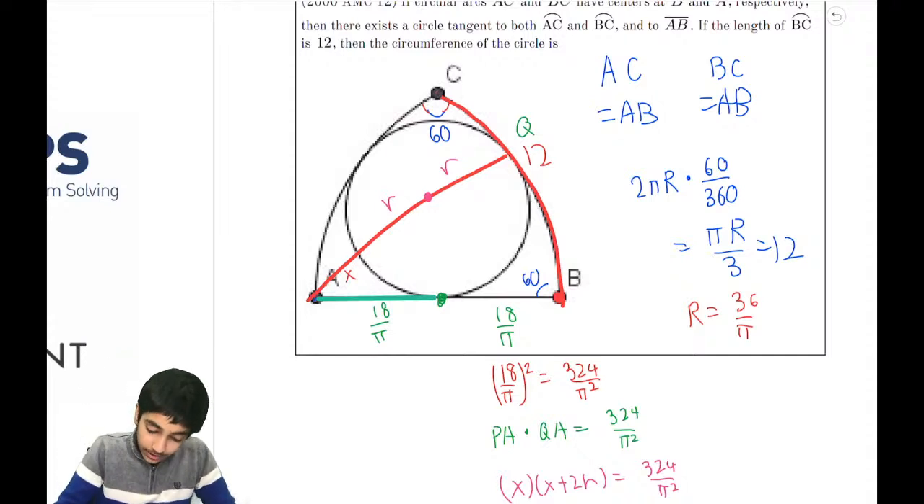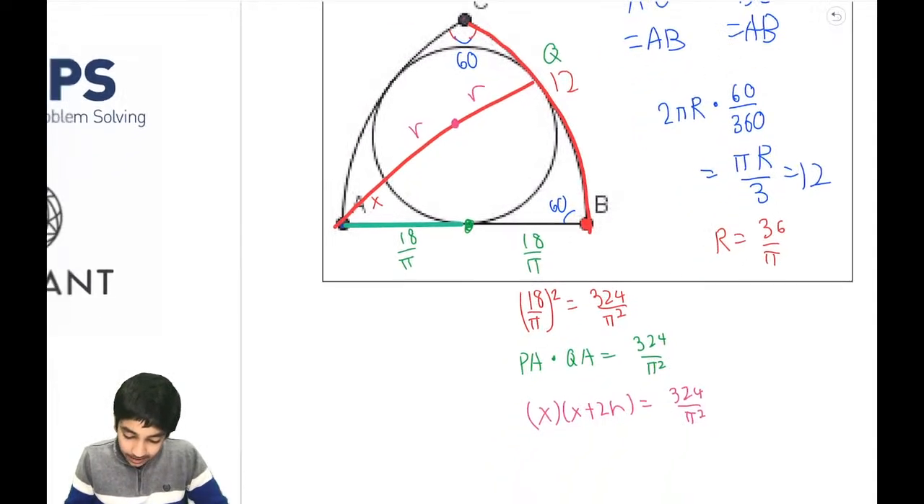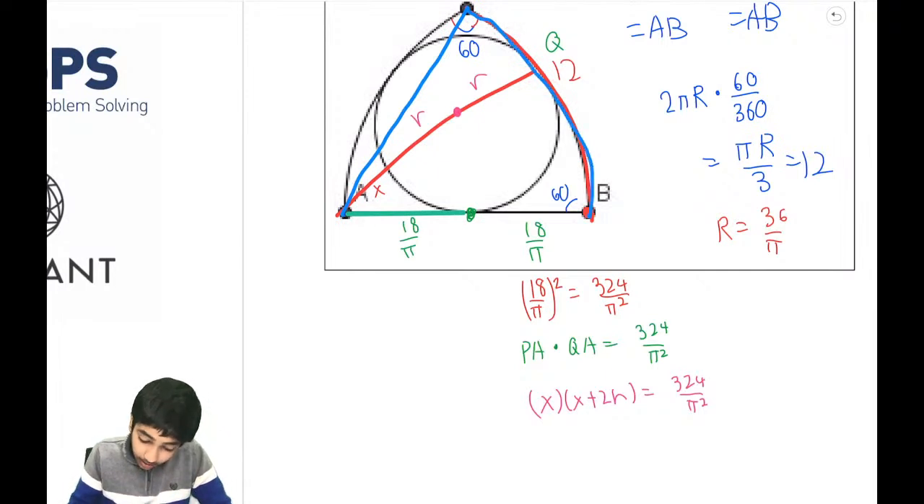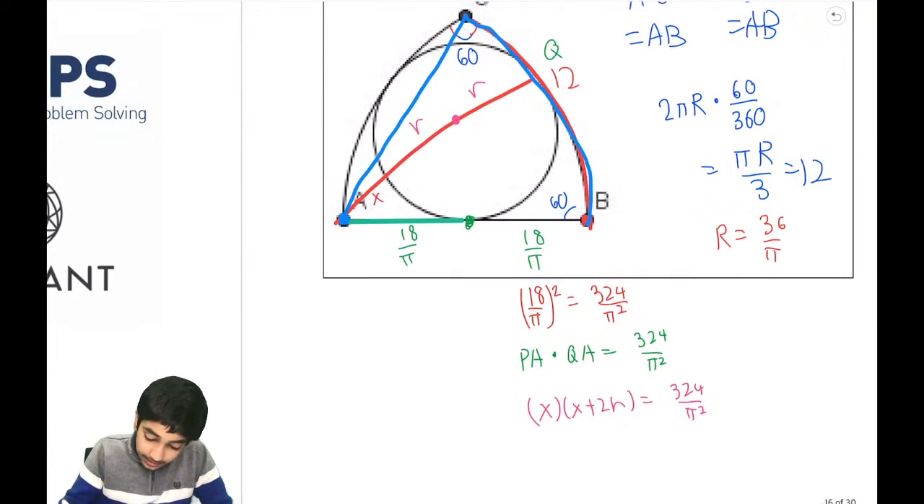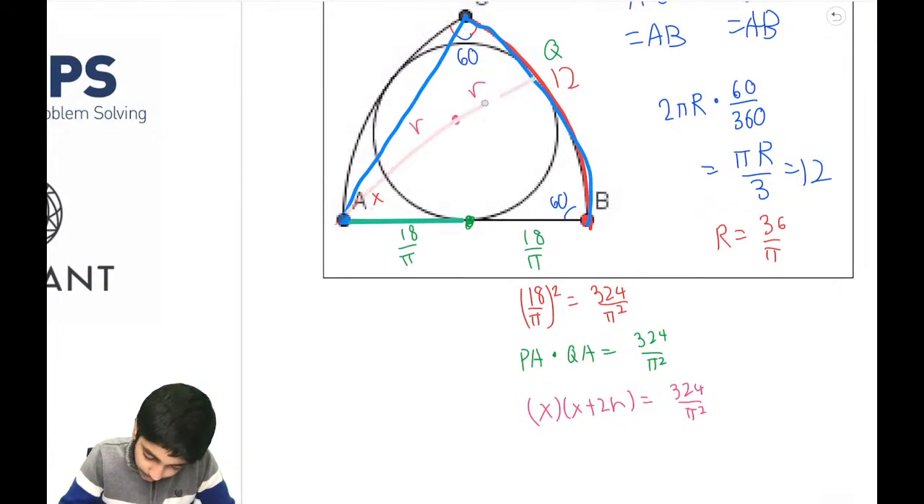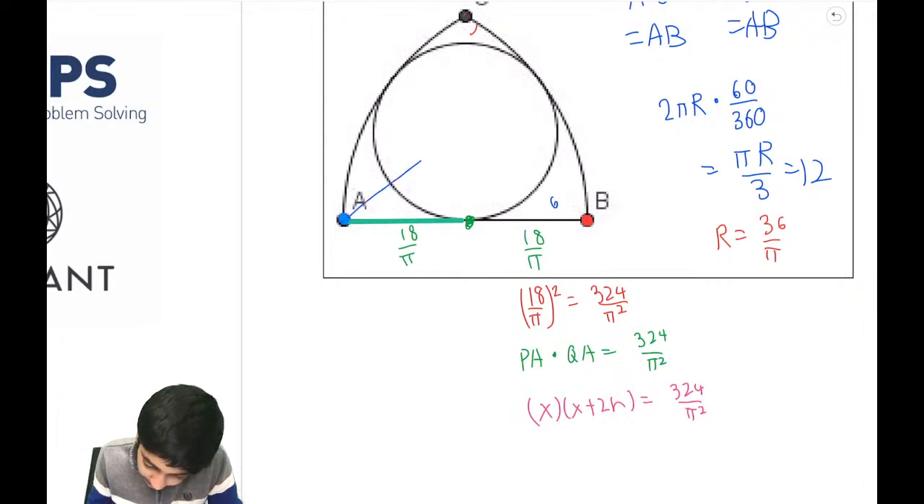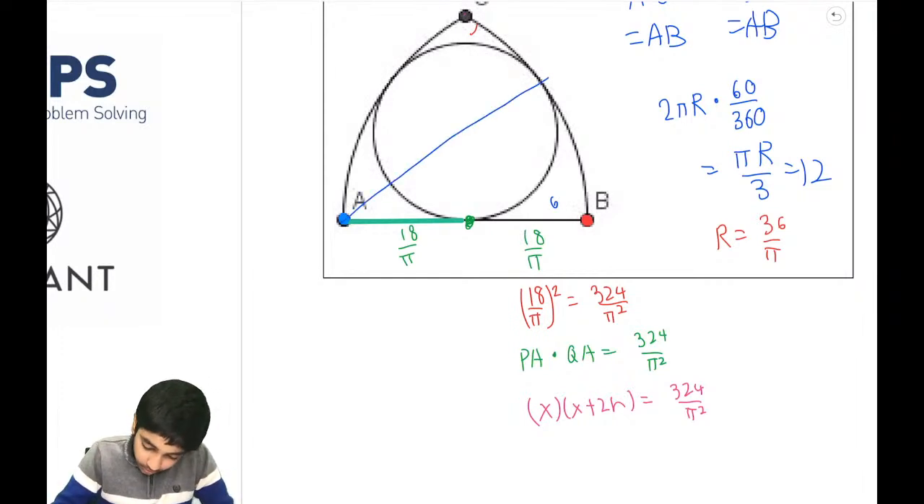What we can actually use is that AB has a length of 36 over pi. Consider that this blue segment here is an arc of a circle with center A. So in this arc, this whole length here is going to be 36 over pi. This blue segment is also going to have a length of 36 over pi.